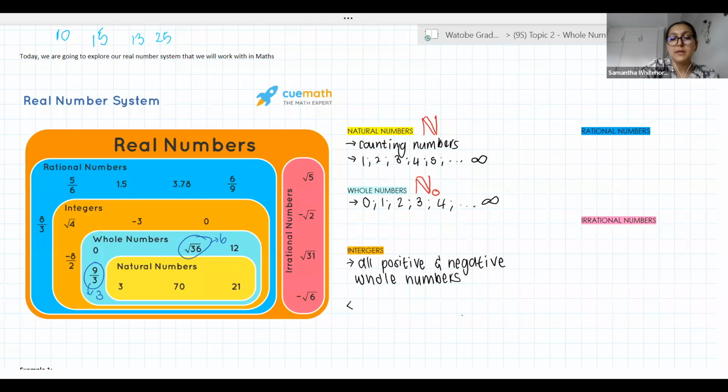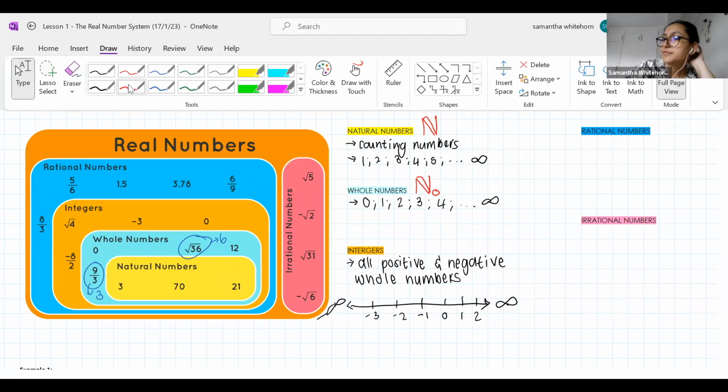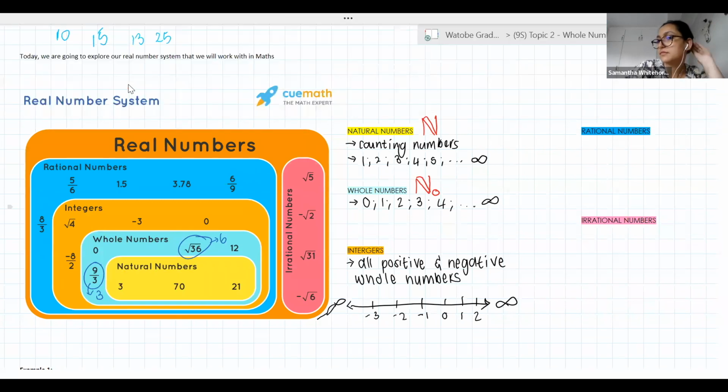So think of it like a number line. If I could draw a beautiful number line. Positive infinity, negative infinity, all of your negatives, including 0, up to your positives. Right, very nice. Can anyone tell me what the symbol is? Tato, do you know what the symbol for integers is? Yes, ma'am. It is a Z with a line. Fantastic, well done. So integers, the symbol is Z.